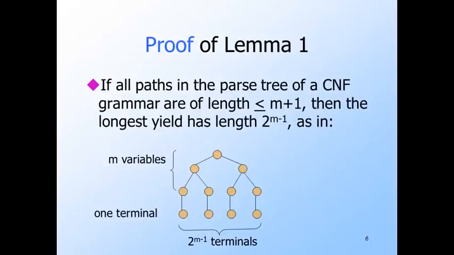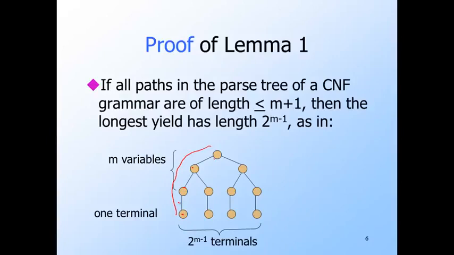We'll actually prove the contrapositive. That is, suppose there is a parse tree z with no path longer than m plus 1. Such a path has m nodes labeled by variables at the top, or the beginning, and one node labeled by a terminal at the end. That is, here is a typical path. It will have variables here, here, and here, and then a terminal there.